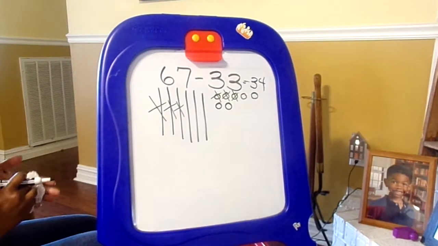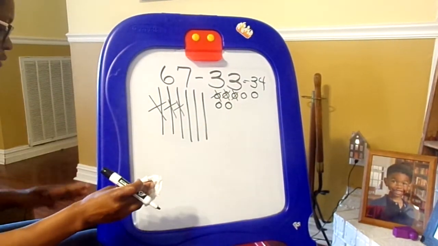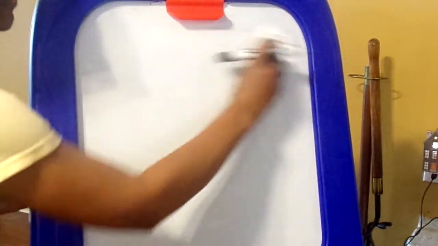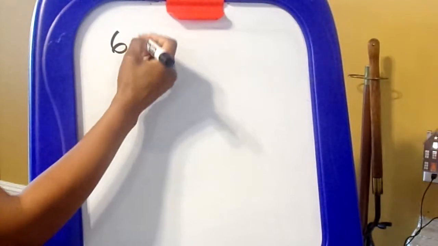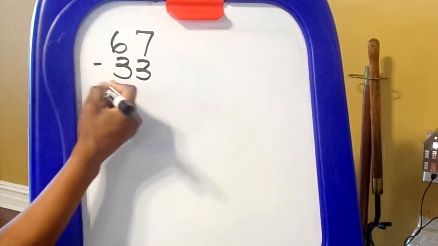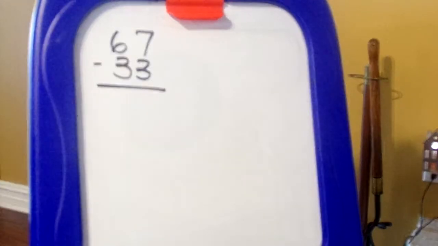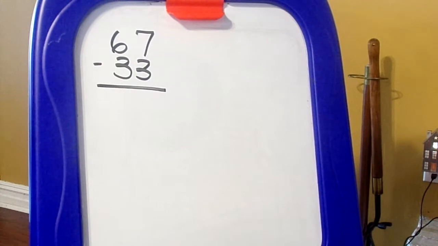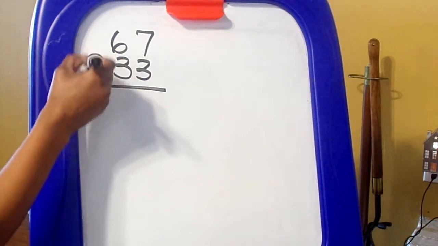Okay? I could also use a strategy that we call expanded form, just like we did with addition. It's similar to the addition where we add the tens and then add the ones. Well, I could do it with subtraction, but again, I will be subtracting.